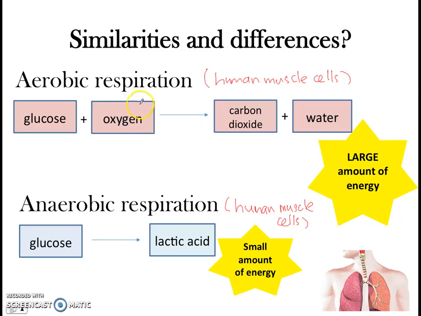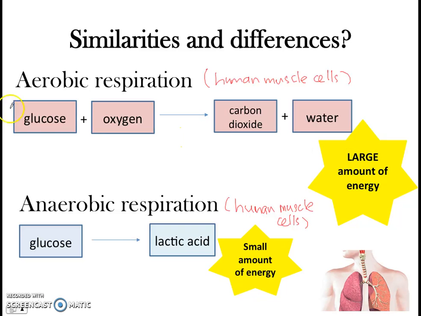Under normal conditions, when human muscle cells have enough oxygen, a sufficient oxygen supply, they are able to combine oxygen with glucose to form carbon dioxide and water and release a large amount of energy. Large amount. So aerobic respiration is the preferred way of producing energy. As long as there's enough oxygen present, I can carry out aerobic respiration to release a large amount of energy. More is better.